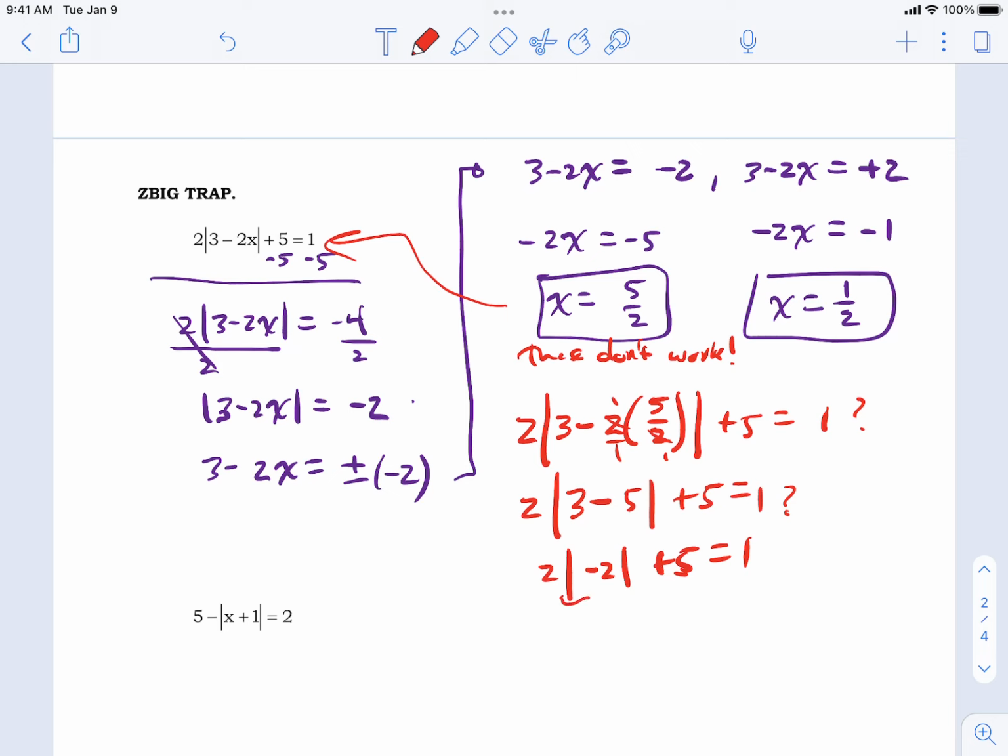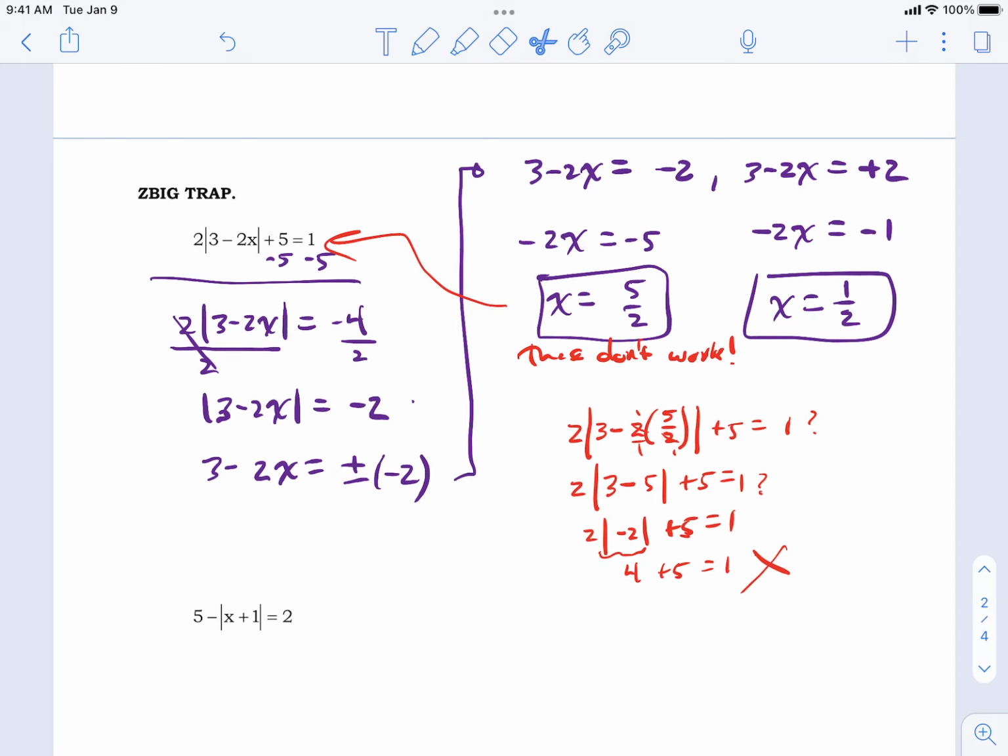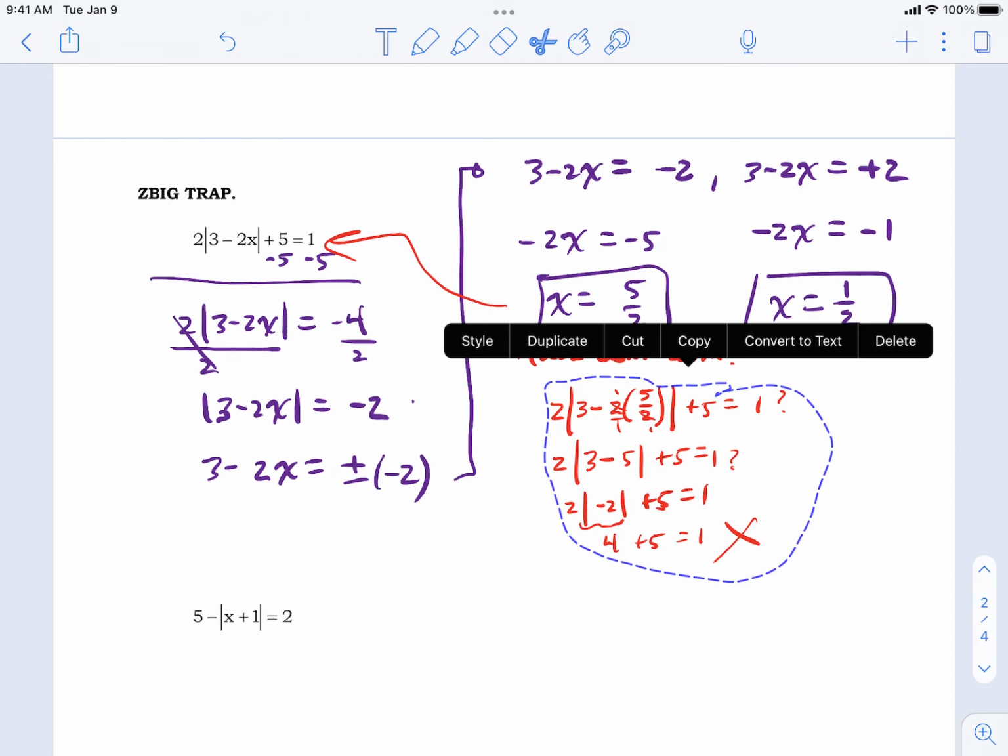Well, you take the absolute value of -2 and you get a 2. You multiply it by that 2 and you get a 4. 4 plus 5 equals 1. Uh-oh, it's not working. So why doesn't it work? Well, we made a blunder. We made a big mistake.